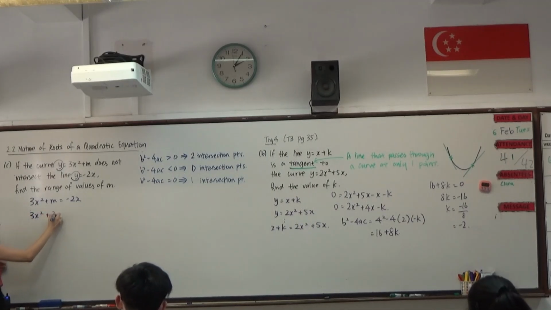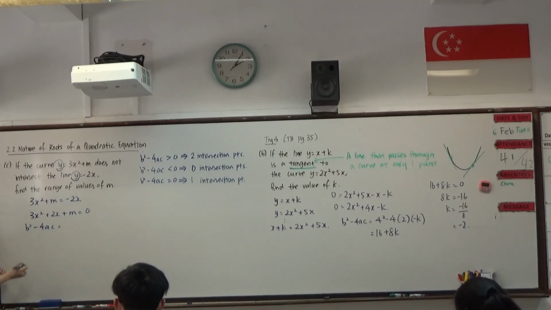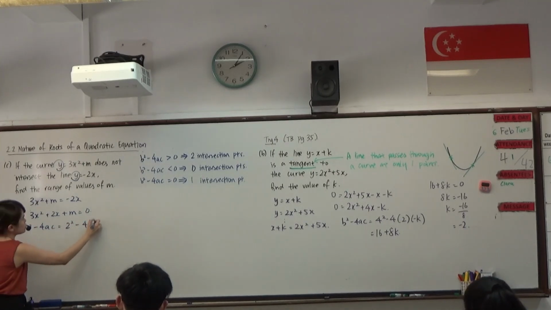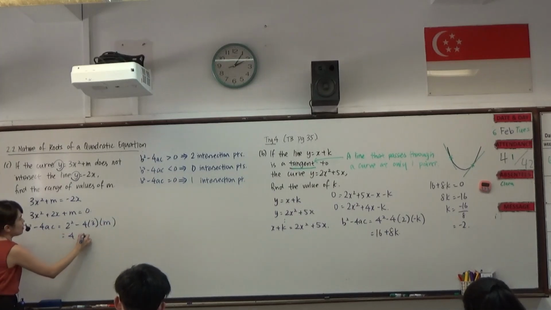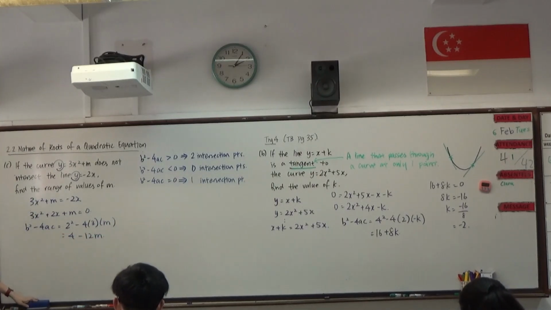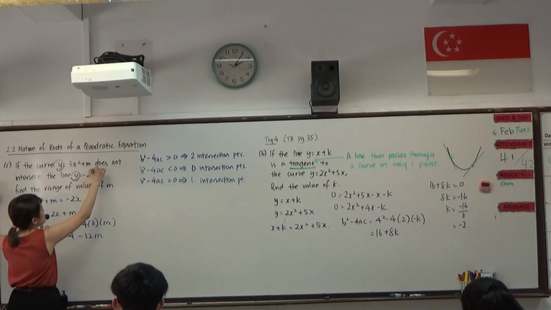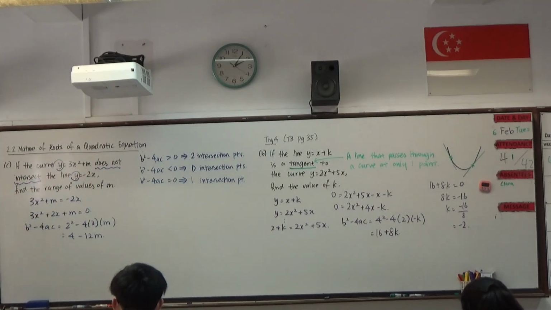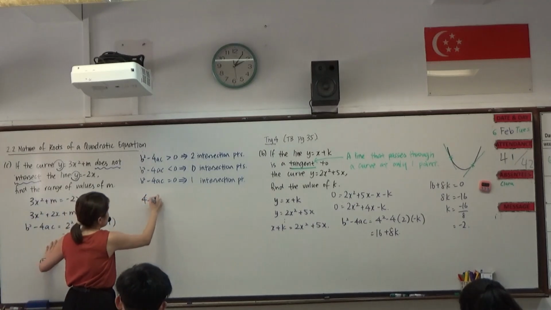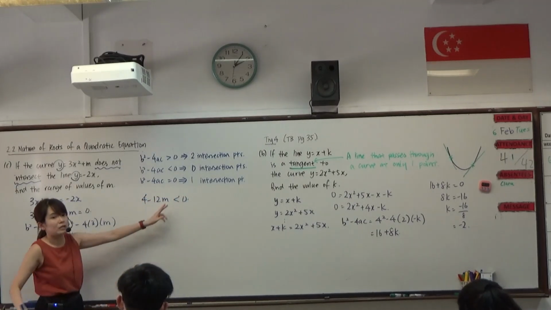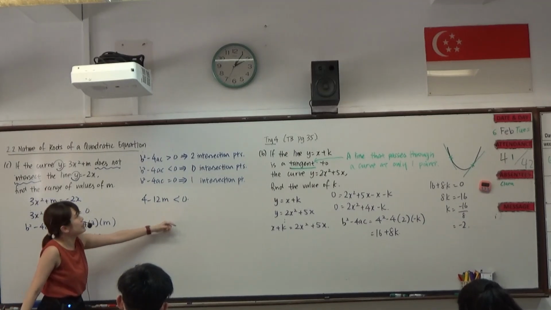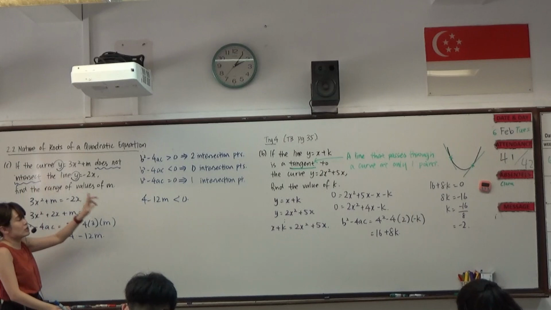And then we get our quadratic form such that we can find out what is our discriminant, which is going to be 2 squared minus 4 times 3 times m, which is 4 minus 12m. The question says that it does not intersect. Boys, I can hear you. Does not intersect. 4 minus 12m, the discriminant must be less than 0. So our inequality over here should be less than 0 because of the does not intersect, not equals to 0.